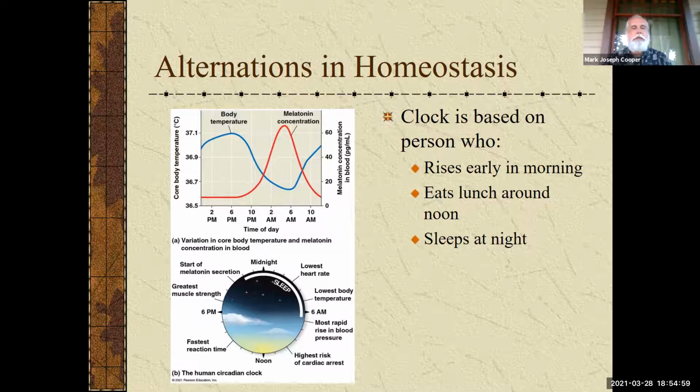So they're showing you different things. And this one is based on a person who gets up early, eats at noon for lunch, and sleeps at night. Yours will vary depending on when you do all these things and how much sleep and all that. But anyway, just want you to know that this internal clock, this circadian clock inside us, kind of regulates our homeostasis.